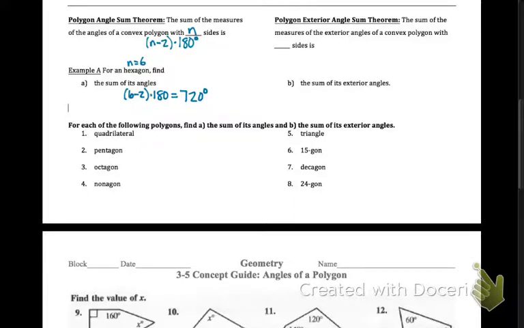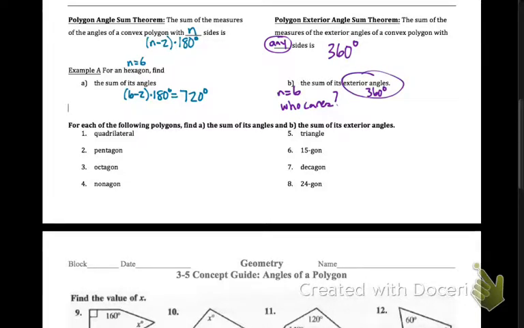The polygon exterior angle sum theorem. The sum of the measures of the exterior angles of a convex polygon with any amount of sides is 360 degrees. It doesn't matter. If you have a polygon, the exterior angles equal 360. So example A, part B, the sum of the exterior angles of a hexagon is, who cares how many sides? 360 degrees.